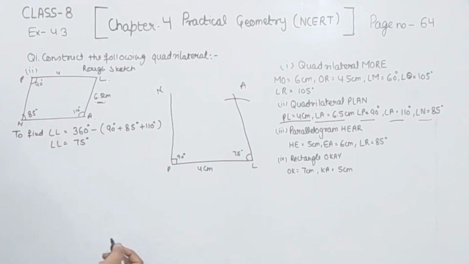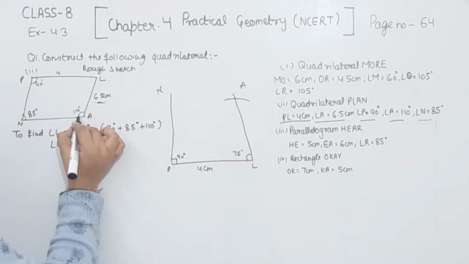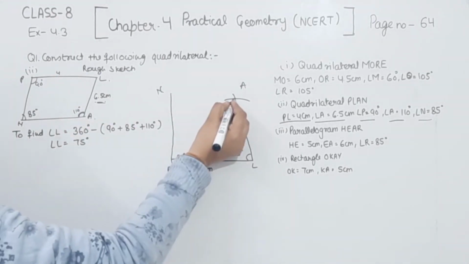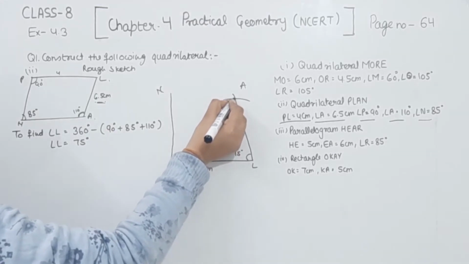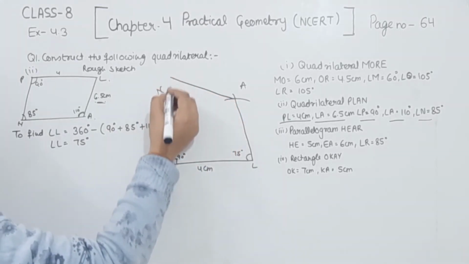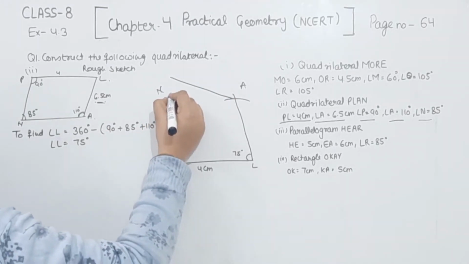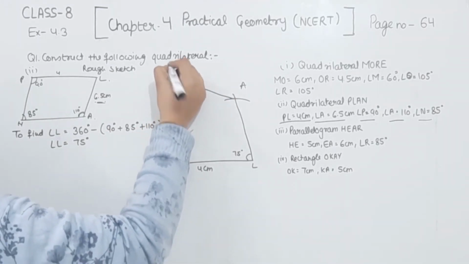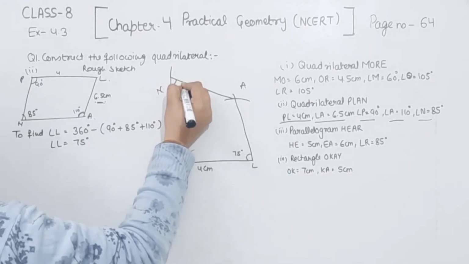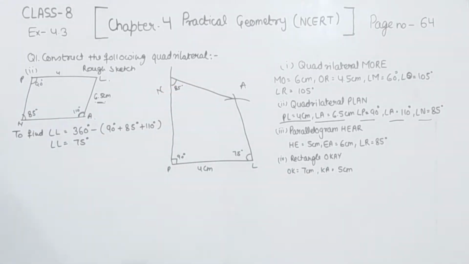Now we are going to construct the angle 110 at the point A here. So suppose this is the angle 110 degrees. Now I am going to extend this one here. So this will be the angle of 85 degrees. So this is the required quadrilateral PLAN.